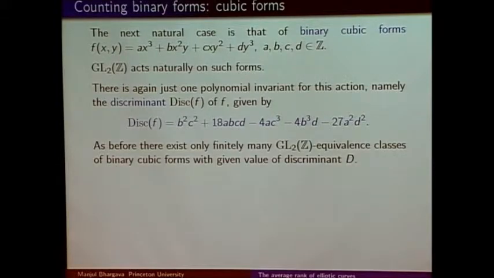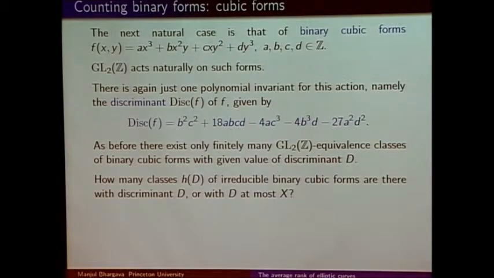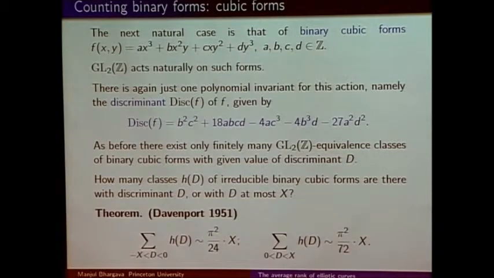And again, it's true by a similar kind of reduction theory or Minkowski geometry of numbers type argument that, as before, there exist only finitely many GL2(Z) equivalence classes of binary cubic forms having a given value of the discriminant. That's like the class number for binary cubics. And so again, we can ask how many classes of irreducible binary cubic forms are there having discriminant D, or in a range of D, so over all D at most X. And so this is the theorem of Davenport, 1951, that I mentioned a couple of days ago, which is that if you take the total number of classes of binary cubic forms of discriminant D up to absolute discriminant X, it grows as a constant times X. And these are the constants for positive and negative discriminant, pi squared over 24 and pi squared over 72.